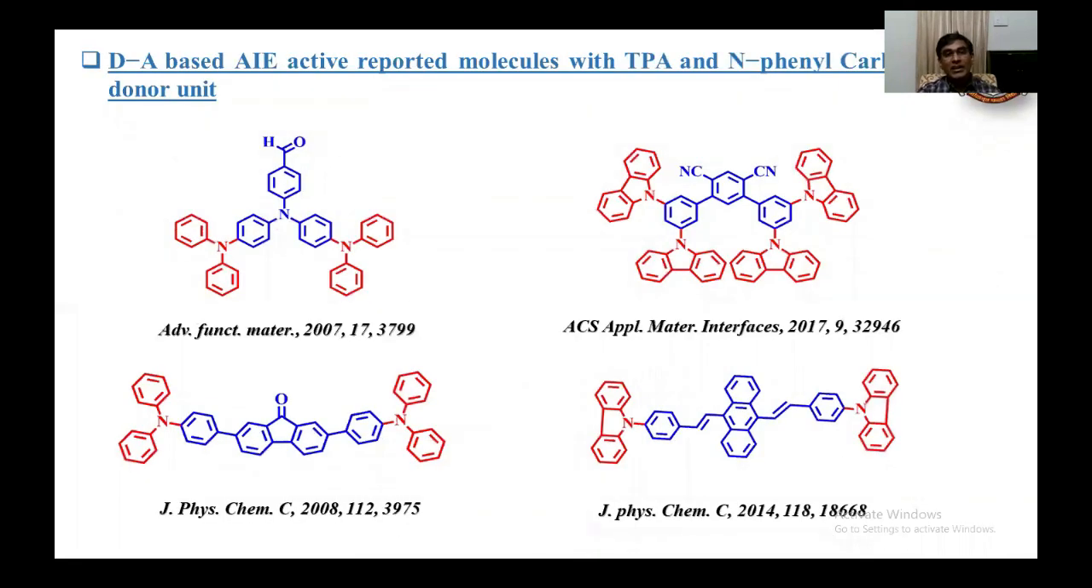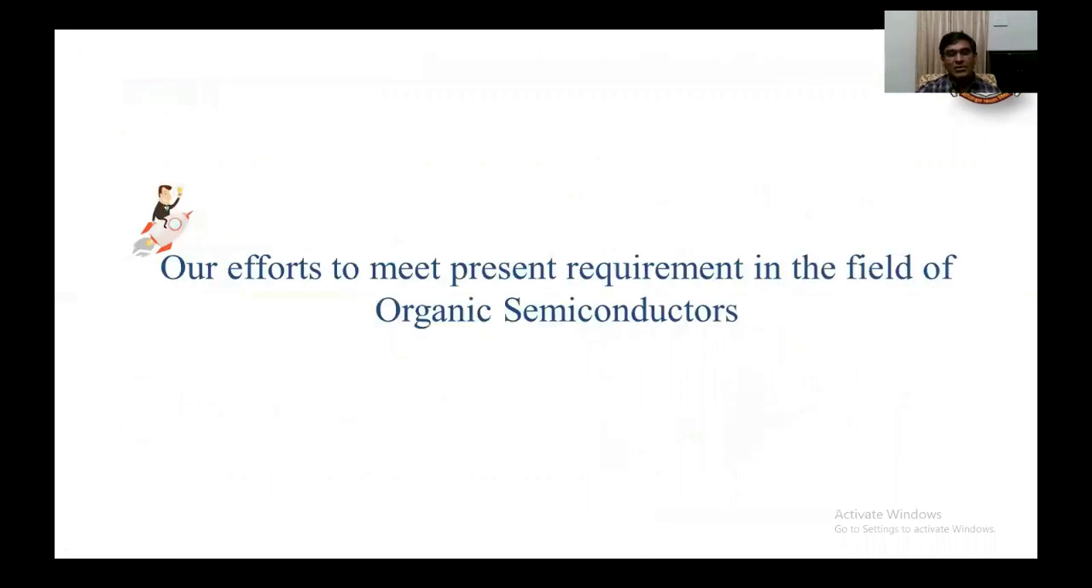Okay, triphenylamine derivatives, having this carbazole, they are heterocyclic. These are the phenyl rings. Here, again, see these carbazole and anthracene derivatives. So these are reported as AIE active molecules. Now, our efforts or our contributions, which again add some importance to these kind of molecules for this AIE phenomenon and in the field of organic semiconductors.